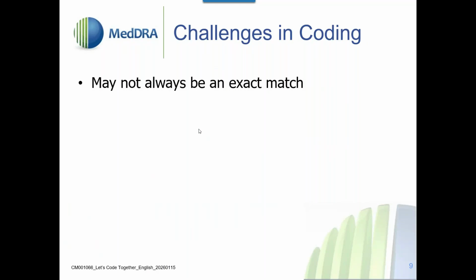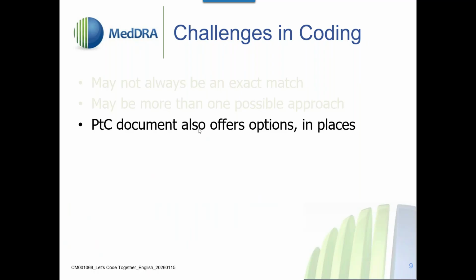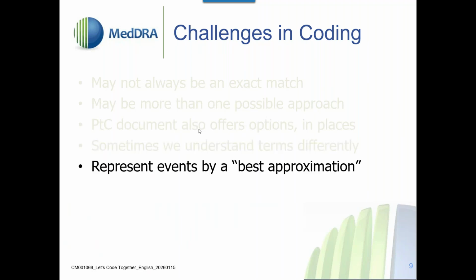So there may not always be an exact match when we code. This is one of the challenges. Sometimes there's more than one possible approach, and we'll see that today in some of our examples. The Points to Consider document also offers us options and a preferred approach and an alternate approach. And I'll explain a bit more about that with some of our examples later. Sometimes it's a case that we understand the term differently when we first read it, and so we have a difference of opinion.